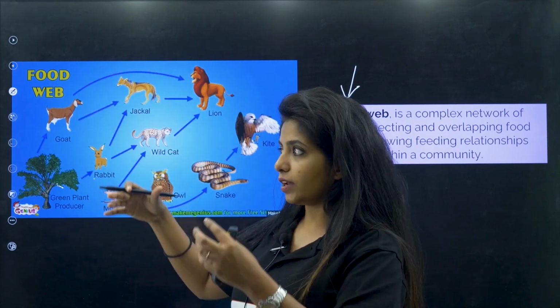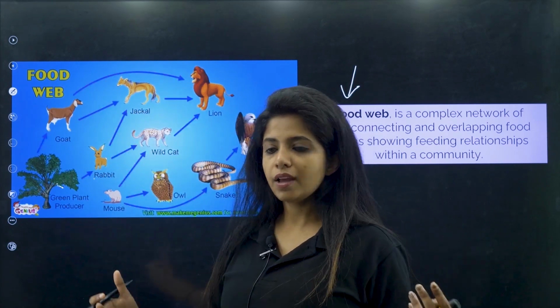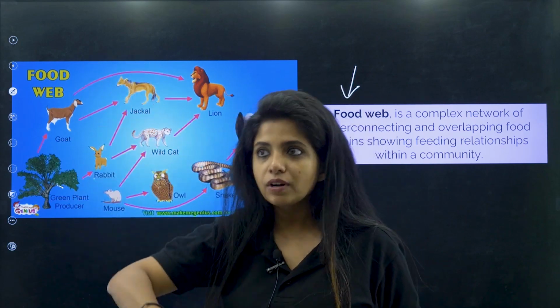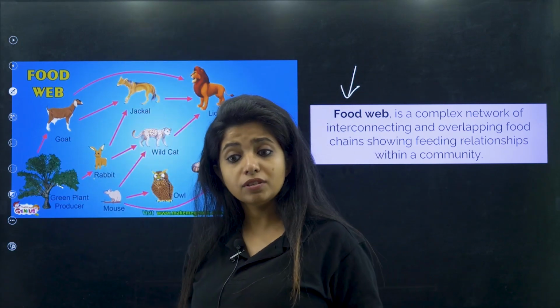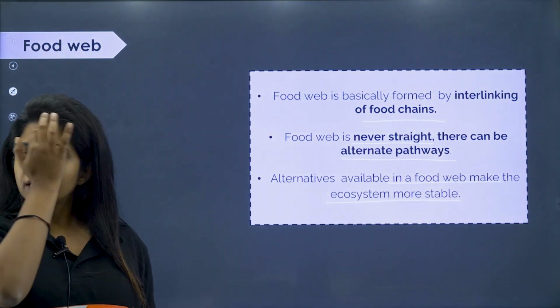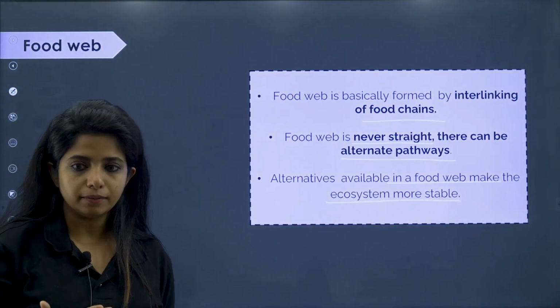And when the organisms increase way too much, they will start feeding on other organisms. After one point of time there will be a decline. Once it goes up, then there will be a decline that will be seen. So we don't want that to happen. So the food web is basically making the ecosystem more stable.